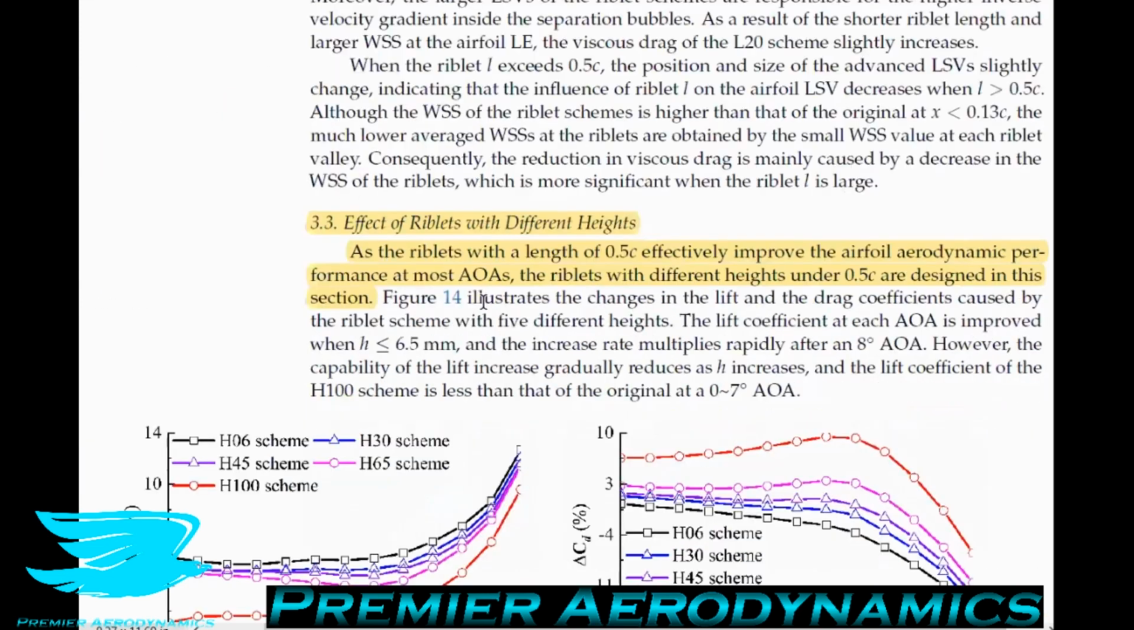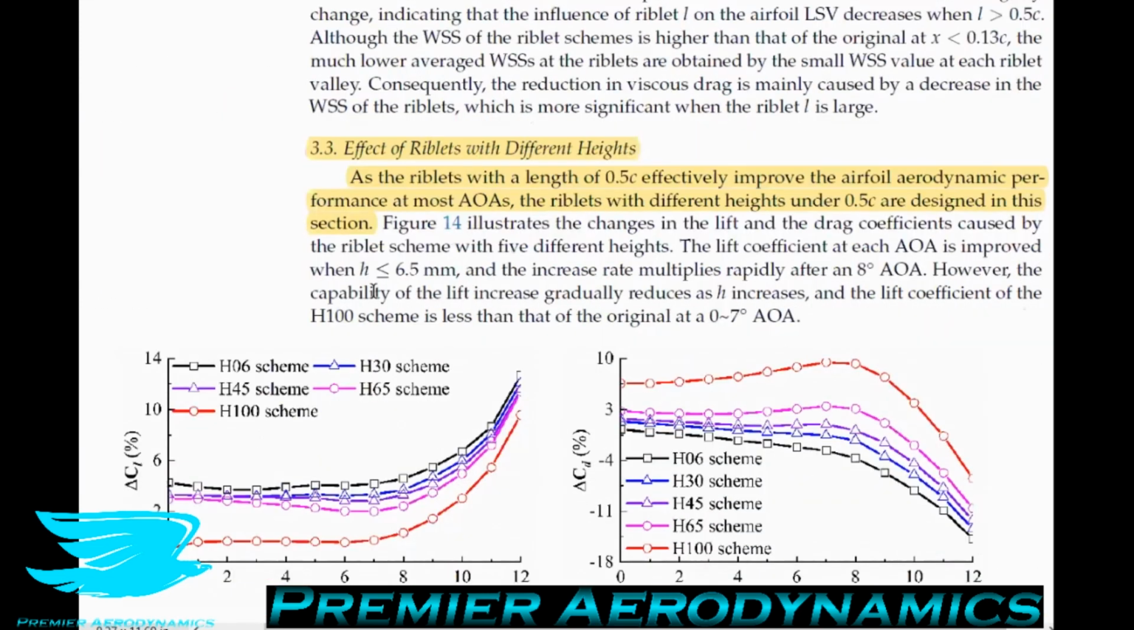So now we're going to look at the effects of the riblet height, or riblets with different heights. We looked at the effects of riblets with different lengths at a constant height of 1 millimeter. Now we're looking at riblets with heights ranging from 0.6 millimeters to 10 millimeters, constantly covering 50% of the airfoil's suction surface.